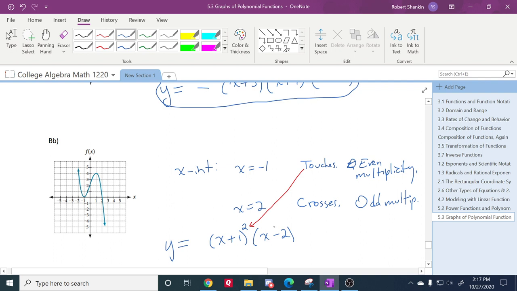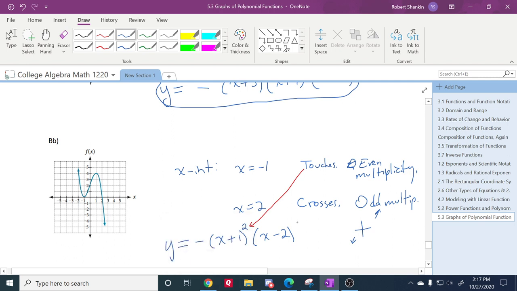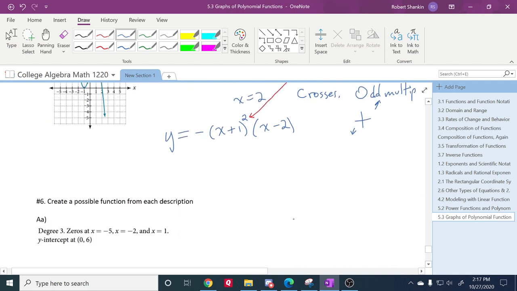But third degree polynomials tend to have that end behavior. The only way to reverse it is to put a negative coefficient. And that would do it right here. So that's how we'd create such a function.